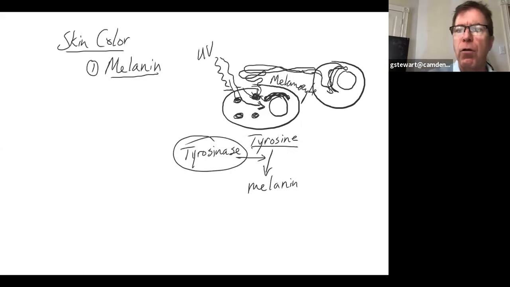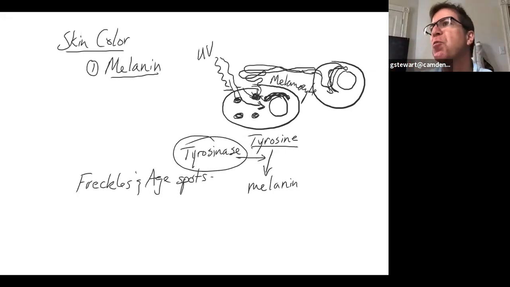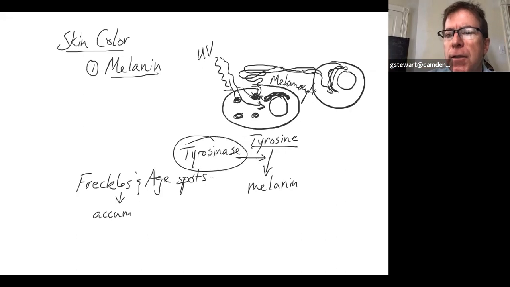I did want to go over really quickly freckles and age spots. What causes those is literally just accumulation of melanin in certain places on our skin. So we get these accumulation of melanin patches. Remember, melanin is just a pigment, a fluid pigment.